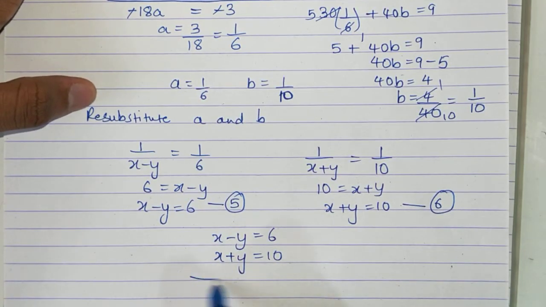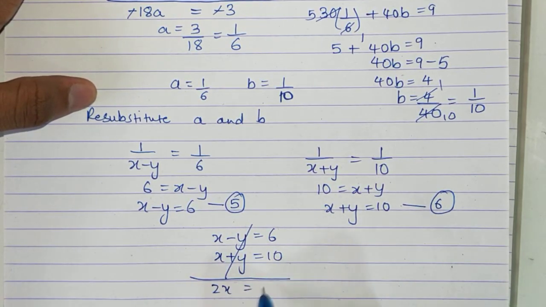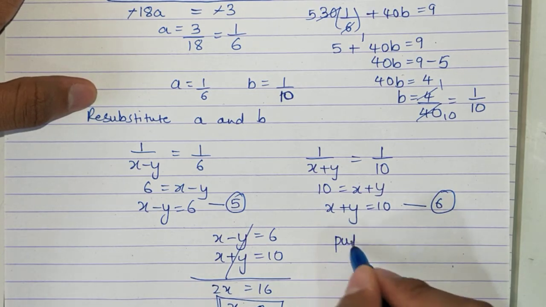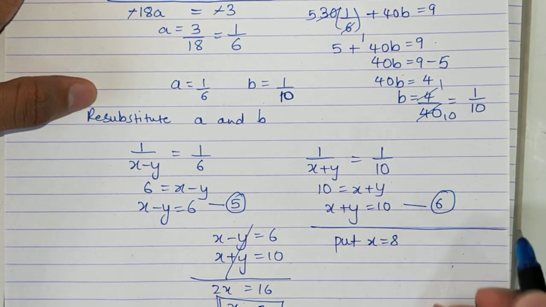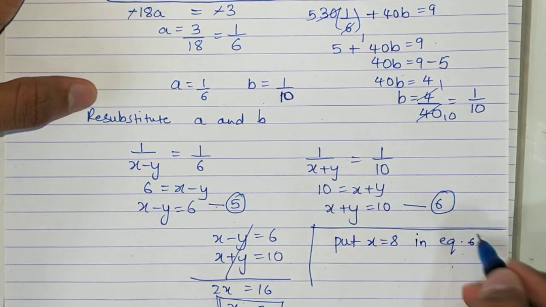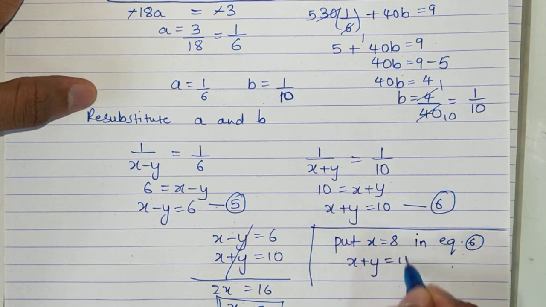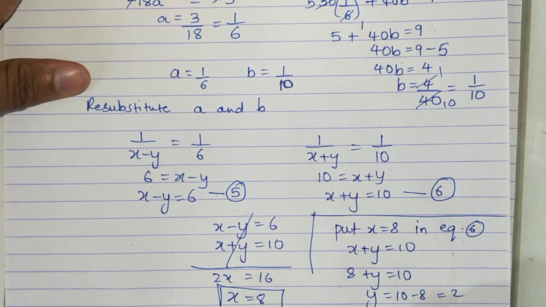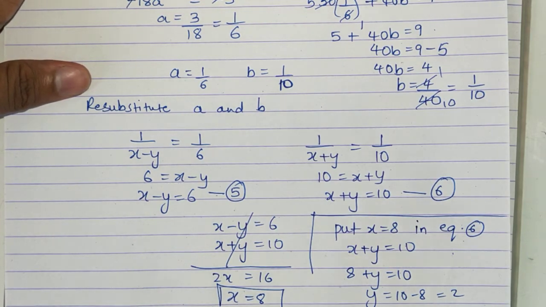Just add the equations, ये कैंसिल हो गया, 2x = 16, so x is 8. और अगर x 8 मिला तो put x = 8 in equation, any equation you can put. Let's say I put it in equation 6. So x plus y is 10, 8 plus y is 10, so y is 10 minus 8, that is 2. So मिल गया x and y as 8 and 2.